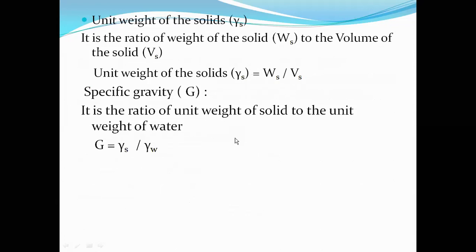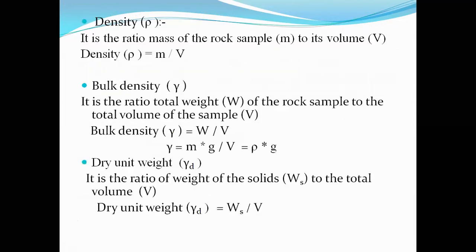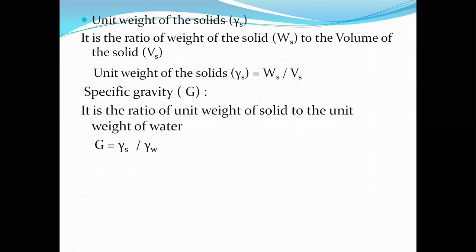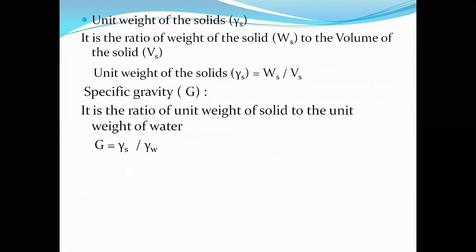Let's move on to the previous one. Look at here. Dry unit weight is nothing but weight of solid by total volume, denoted by gamma D. And the bulk density is nothing but what? Total weight by total volume. And dry unit weight gamma d is equal to what? Weight of solid by total volume. Once again I'm emphasizing this, here it is total volume, whereas unit weight of solid gamma s is equal to what? Weight of solid by volume of solid, whereas in case of dry unit weight, gamma d is equal to weight of solid by total volume.